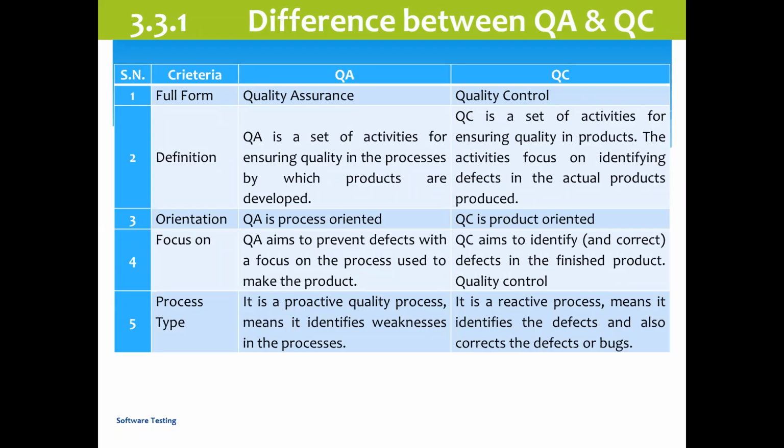If there is no defect identified, then the product will not be good. If more and more defects are fixed, then the quality will go up more and more. So as a tester, the main thing that comes here is defect identification. QC aims to identify and correct defects in the finished product.